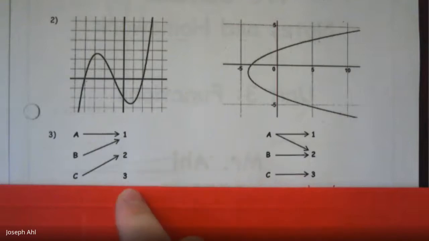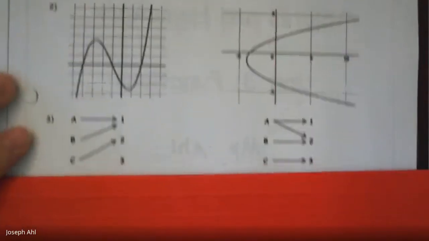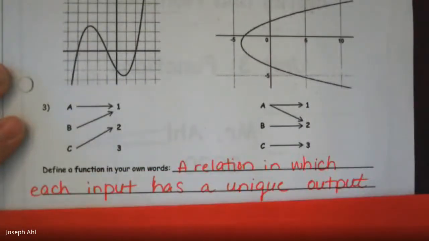So what we're trying to build here is a definition for what a function is, and I know that that's what is asked of you right below this. So if you would take a minute, think about what your definition of a function is, go ahead and write that down and hit pause because I'm about to reveal my definition. So a function in my own words is a relation in which each input has a unique output.